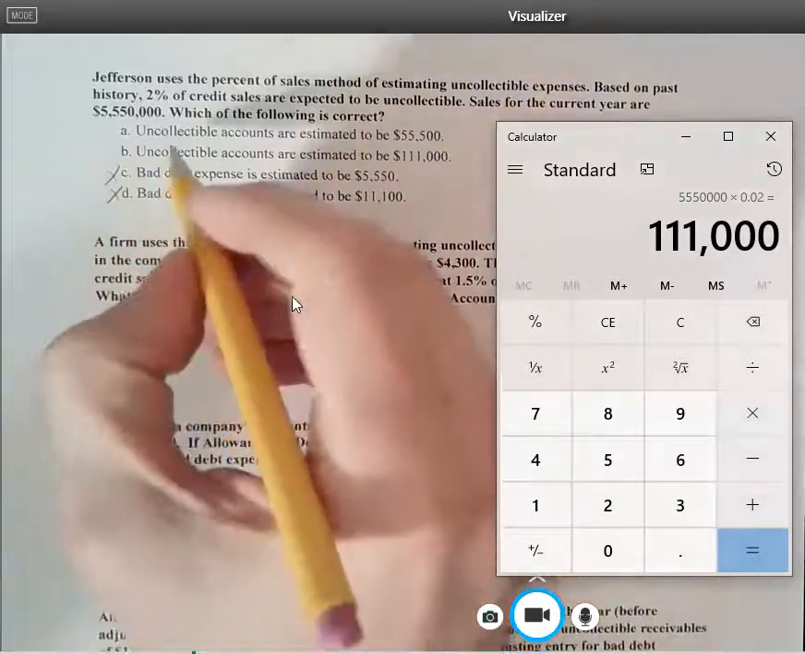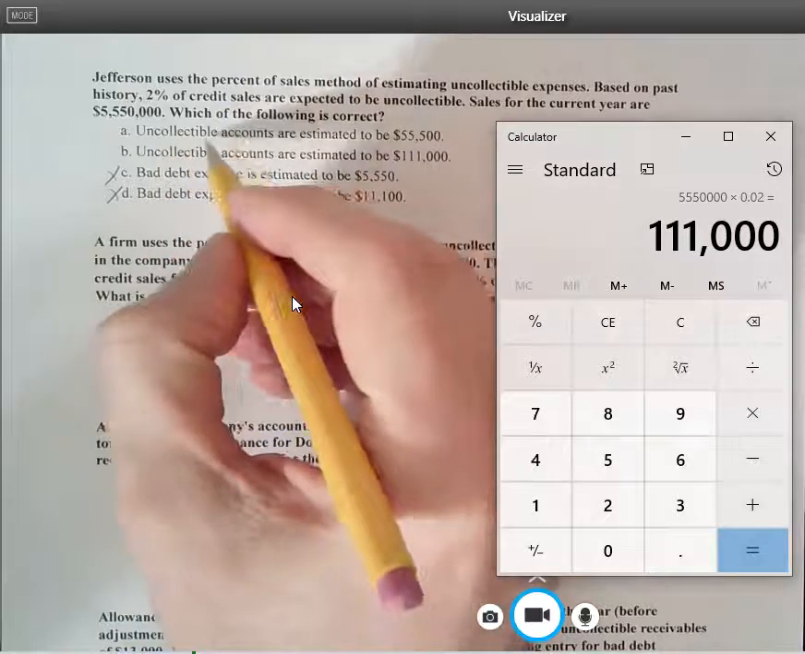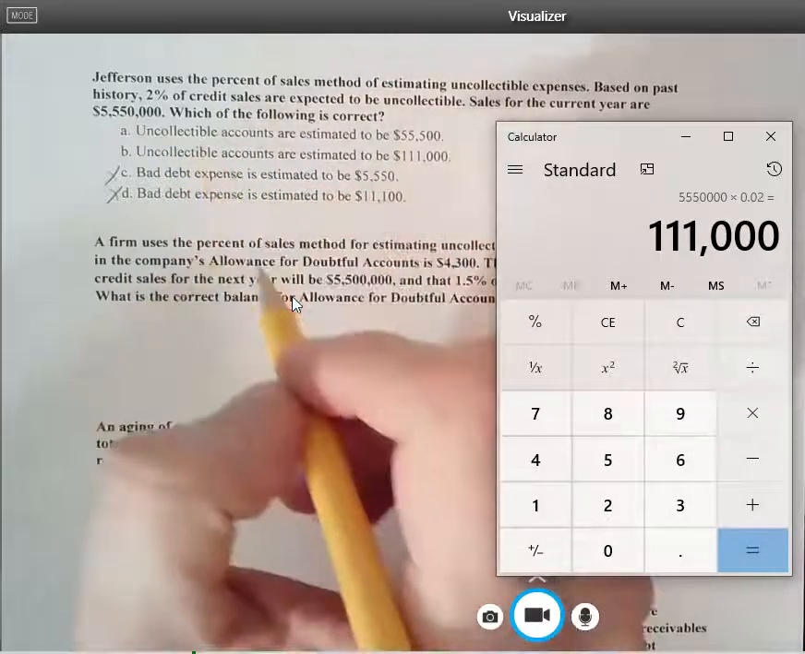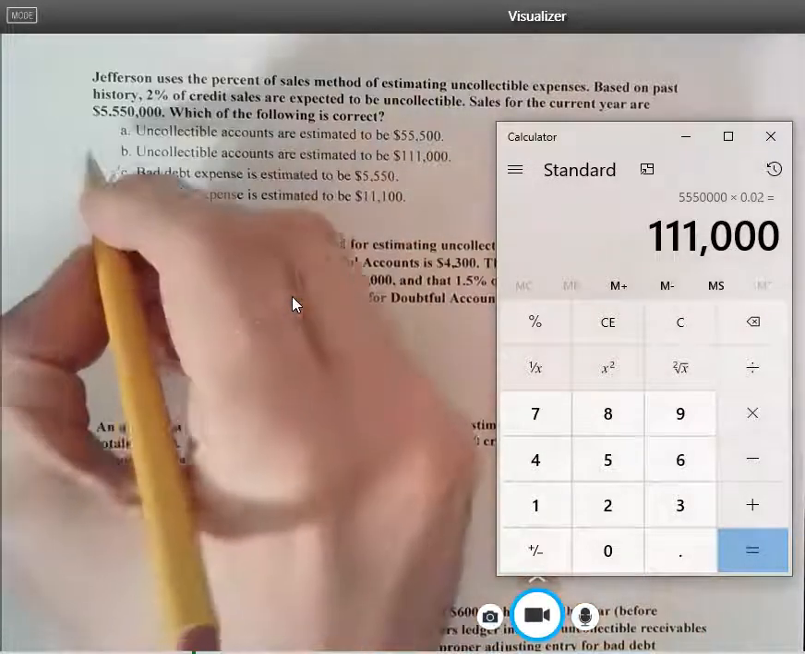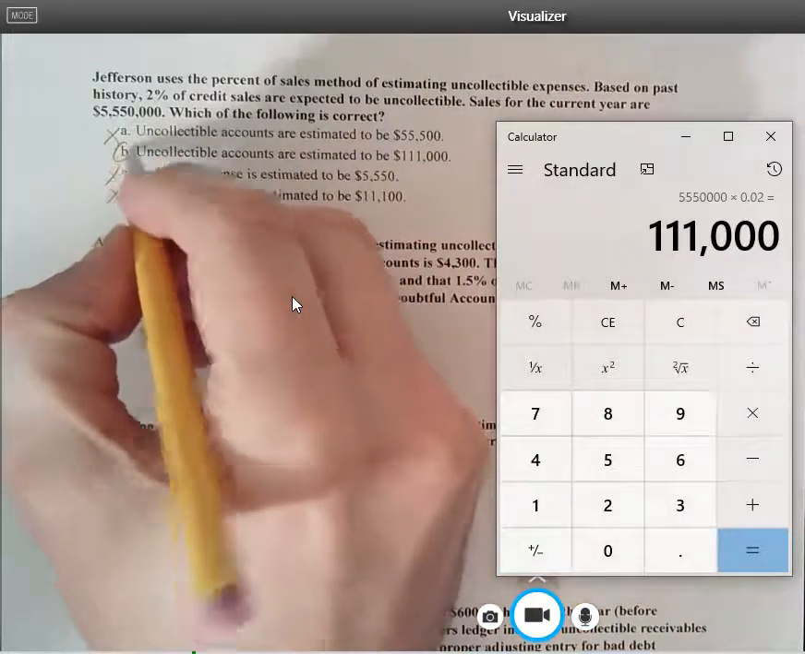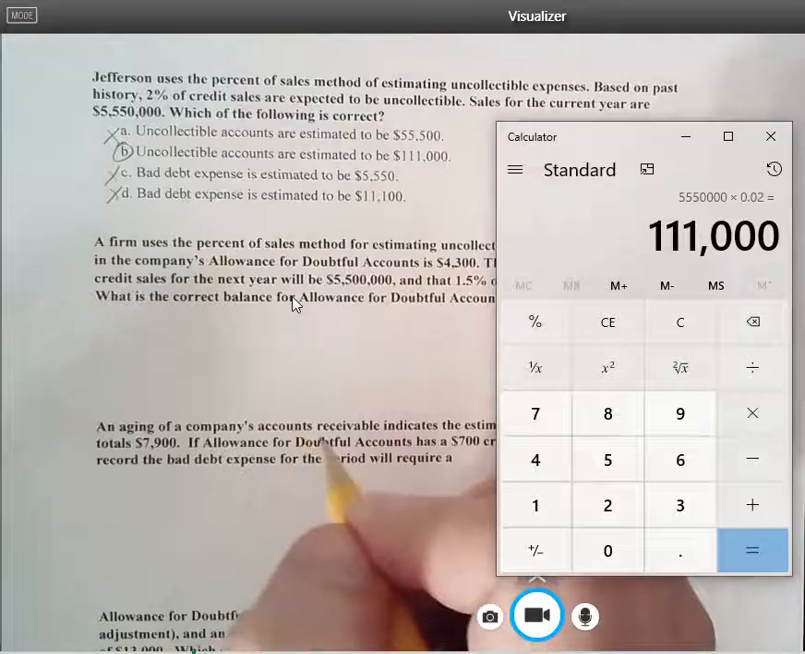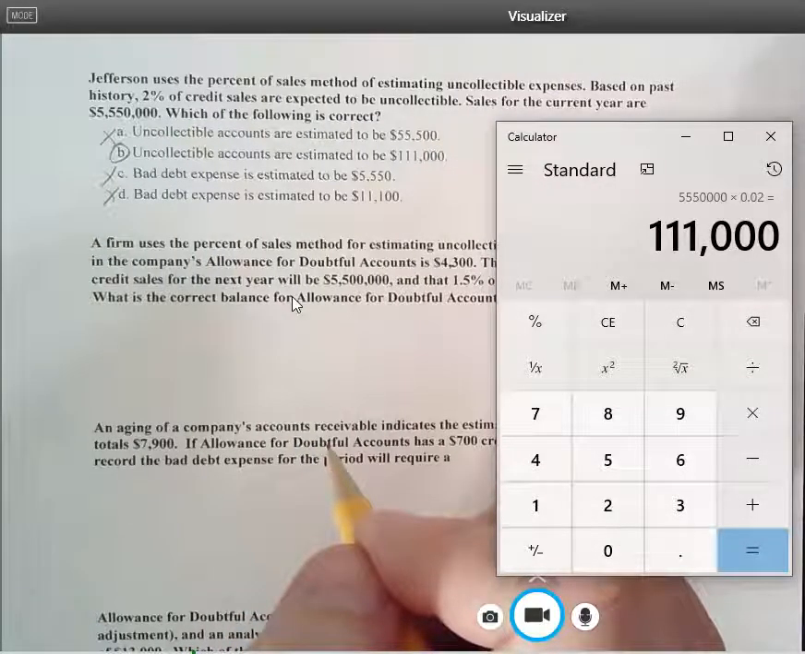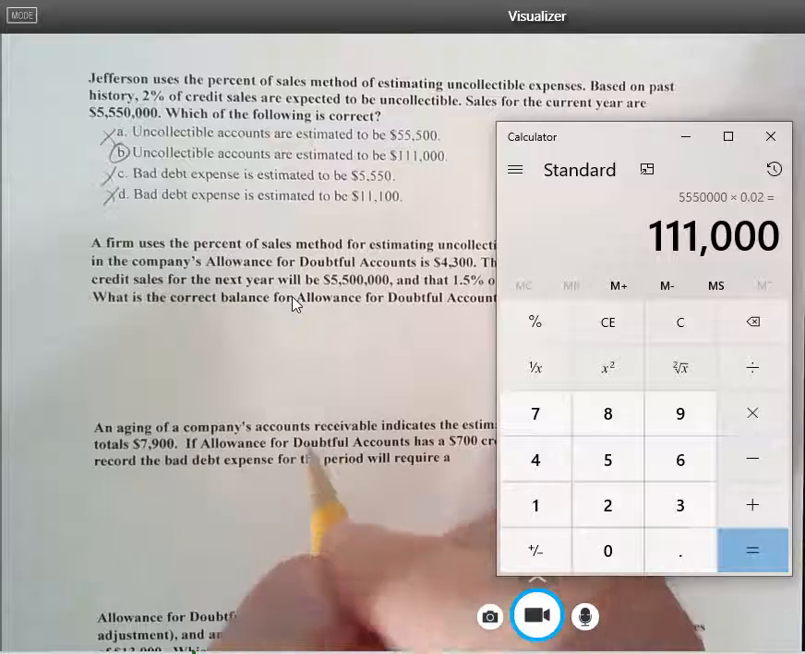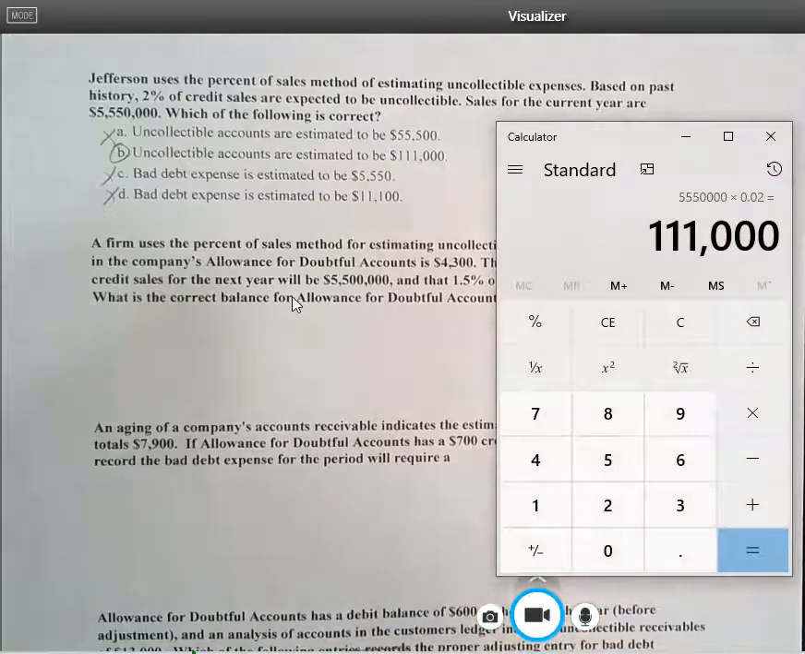Choice A correctly addresses uncollectible accounts, but it looks to me like we've only multiplied by 1% here, so that's going to be an incorrect answer. That leaves choice B, uncollectible accounts are estimated to be $111,000. Okay. Again, we are making the assumption that all of these sales that they're referencing are credit sales.